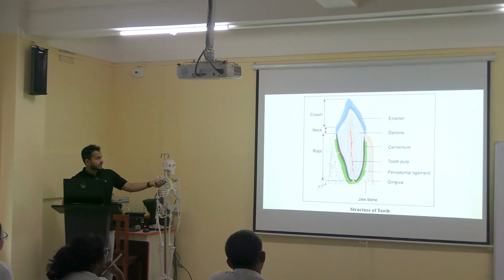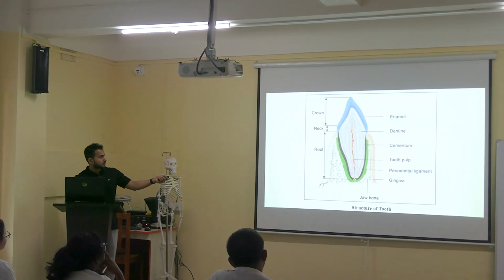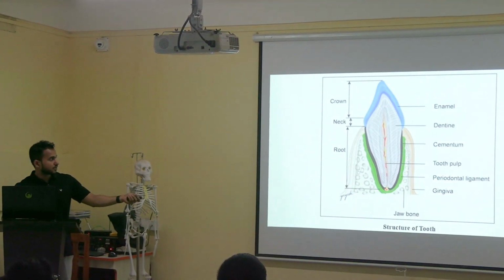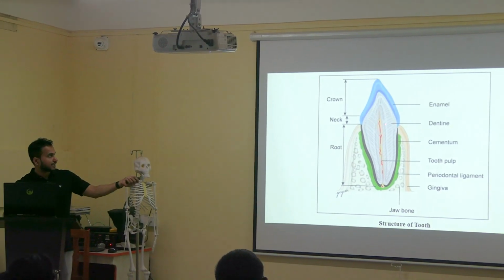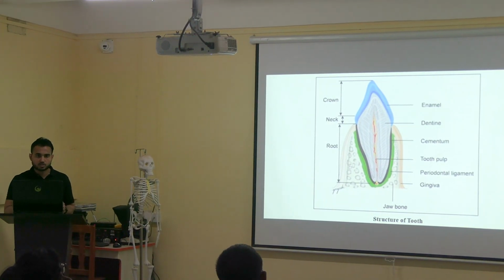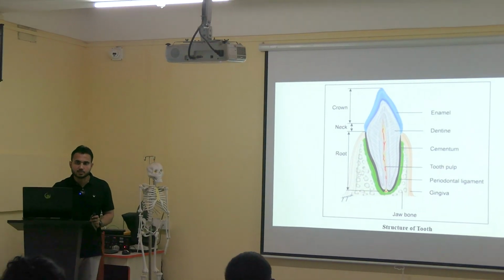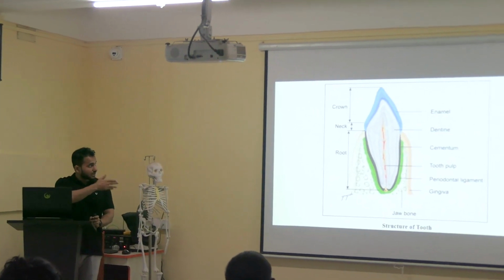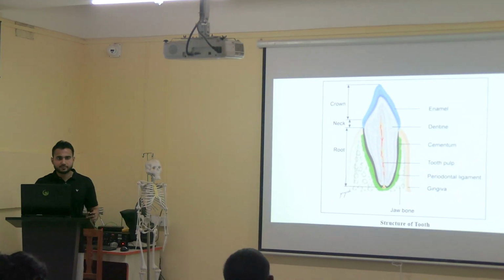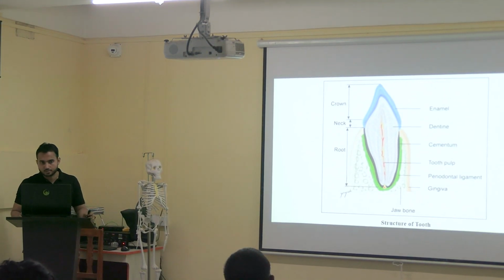And in the center you can see this is the pulp cavity. Okay, and this is the apical foramen through which blood vessels and nerves are entering the tooth. Okay, because the tooth also needs blood supply, nerve supply. Okay, that's why this is the direction through which all the blood vessels and nerves used to enter.